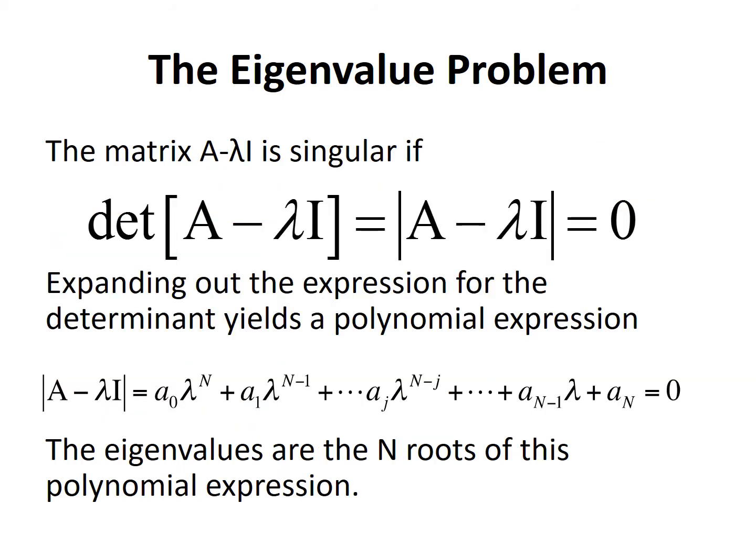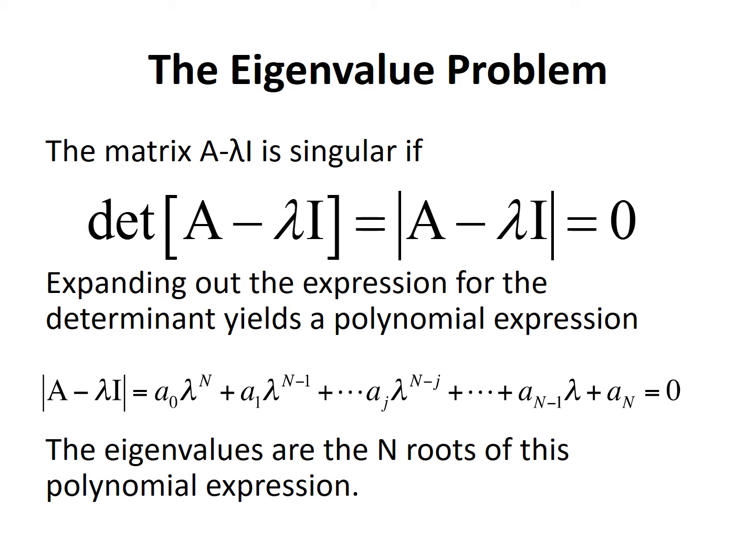Now let's assume that the matrix A minus lambda I is not invertible. Assuming A minus lambda I is a singular matrix is equivalent to stating that the determinant of the matrix is equal to 0. For an n by n matrix A minus lambda I, expanding out the determinant will yield an nth order polynomial in lambda as shown in the second expression. The eigenvalues of the matrix A are the roots of this polynomial expression.